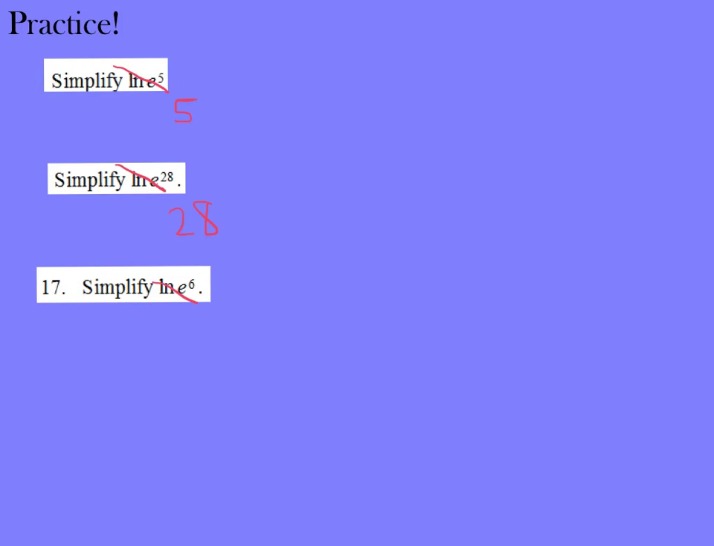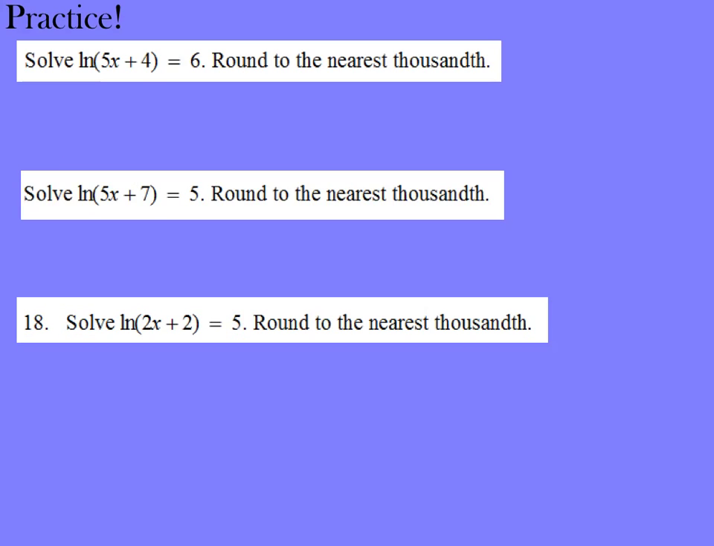Now for this next problem, and notice that I'm giving you some more practice problems too because we didn't really take a look at this stuff in class too much in detail. But what's important to know here is that yes, I do have ln of this thing equal to a number, but what's super important is that you know the base of ln is e. So now when you put it into exponential form, I have e to the 6th equals 5x plus 4.